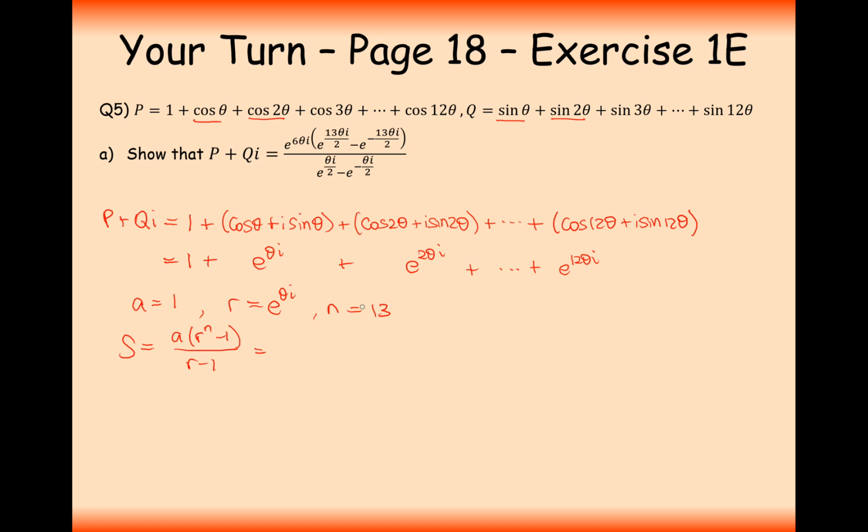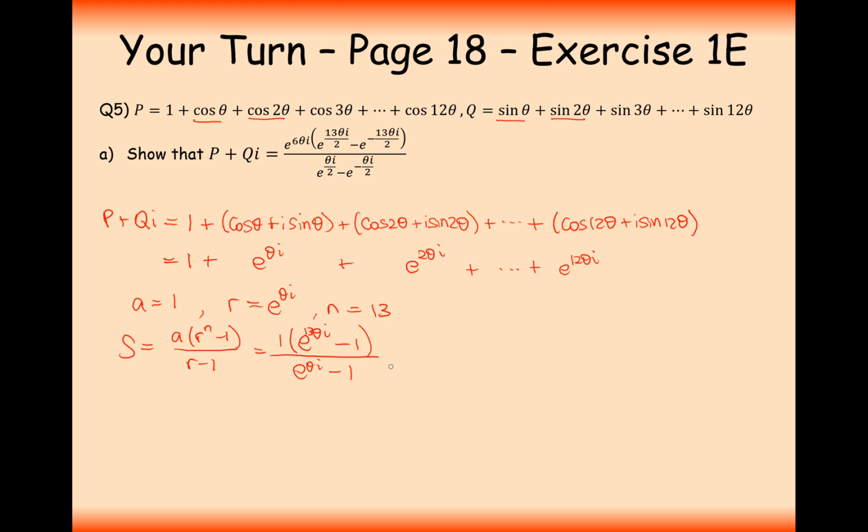Now the series summation formula is a bracket r to the n minus 1 over r minus 1. So we'll use these three values to substitute in. So it's going to be 1 multiplied by e to the theta i to the power of 13. So let's multiply the two powers together there. And then minus 1. Divide by e to the theta i minus 1.